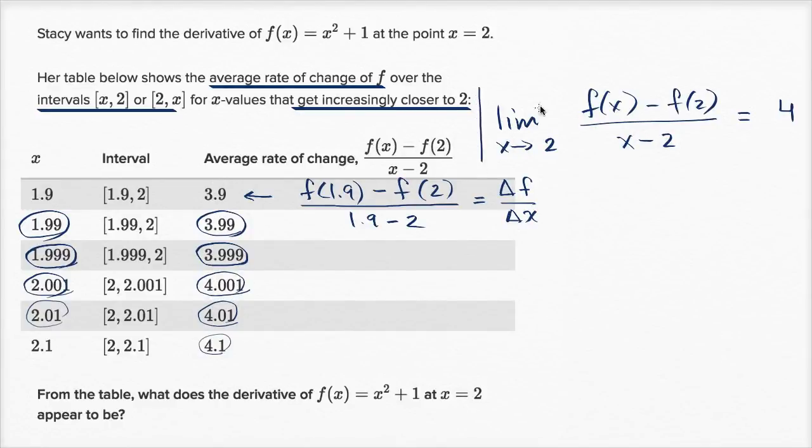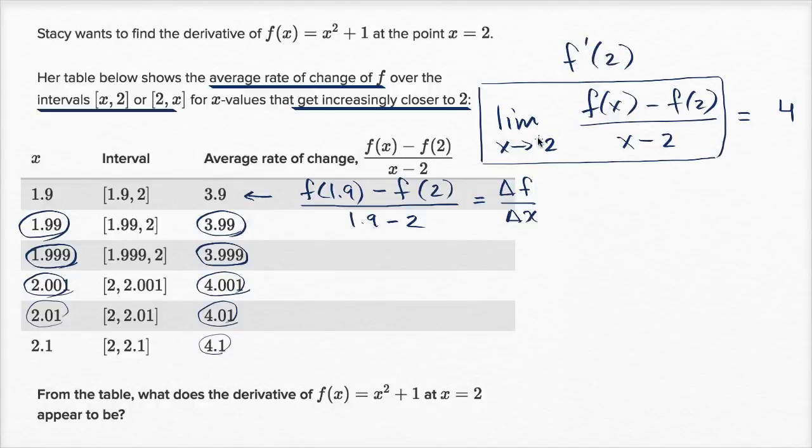And you might recognize this is one of the definitions of a derivative. This right over here would be f prime of 2. The derivative at x equals 2 is equal to the limit as x approaches 2 of all of this business. There's other ways to express a derivative as a limit, but this is one of them. And so there you go.